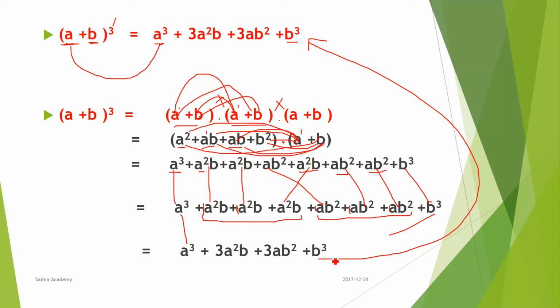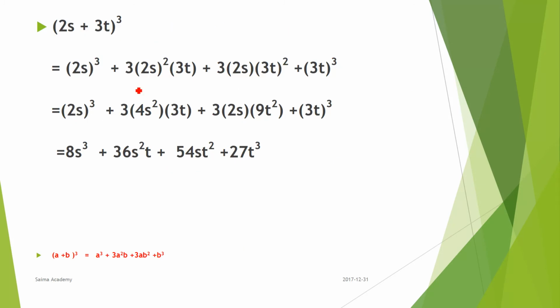Now we will solve some questions, but we are going to use this formula. So in order to solve it, you have to memorize this formula, right? Our first question is 2s plus 3t whole cube, and here I have mentioned this formula, so it will be easy for you. The formula is a plus b whole cube. This is the general formula.